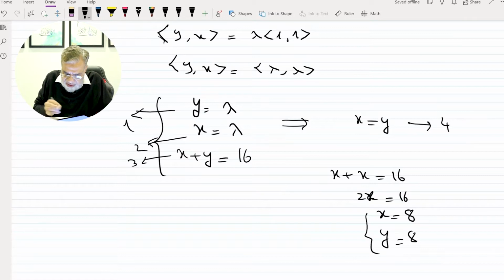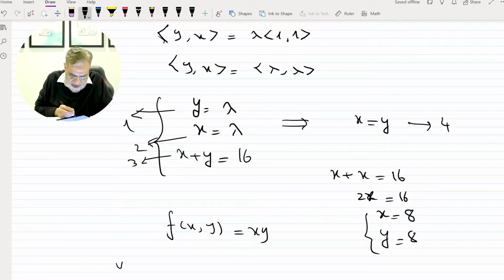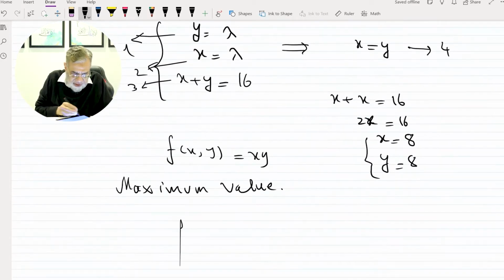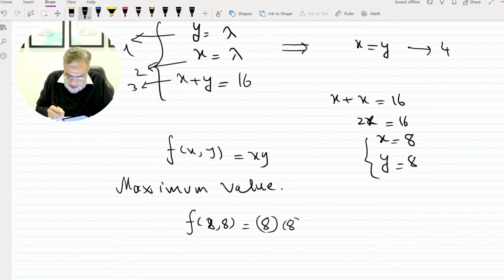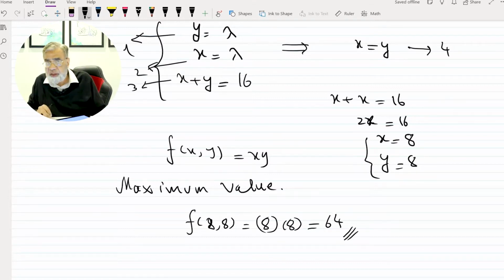So these are my values of x and y. We have the product function f(x, y) is equal to xy. So the maximum value of the function under the condition given to us is f(8, 8), where x is equal to 8 and y is equal to 8. This is 8 multiplied by 8, which is equal to 64. So we found the maximum value of the function by using the Lagrange multiplier.